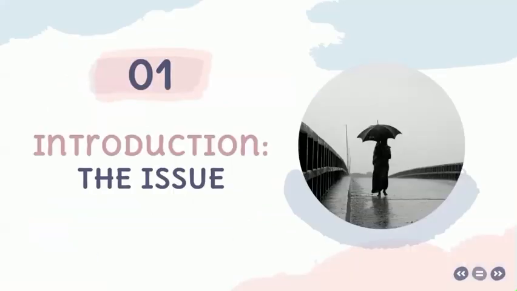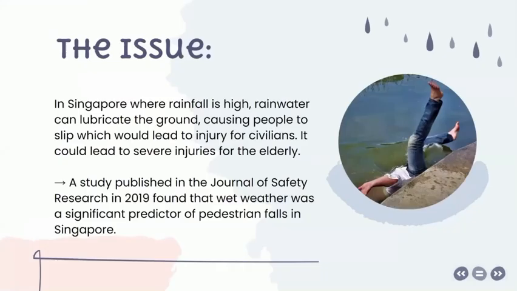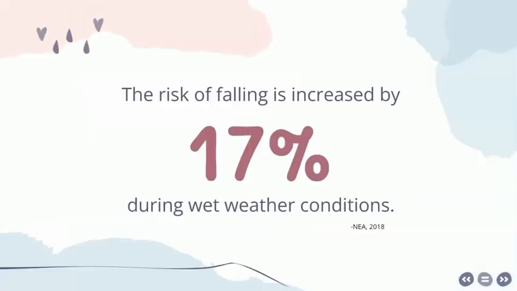To start, the issue that we're trying to solve is slipping in wet weather. Slipping on a surface due to wet weather conditions could lead to injury for civilians and may be especially severe for disabled or elderly civilians, according to a study conducted in 2019. In fact, rain and wet conditions increase the risk of falls by 17%. Hence, the goal of our project is to identify which materials are best used for the flooring of our urban environment by finding the material with the highest coefficient of static friction.